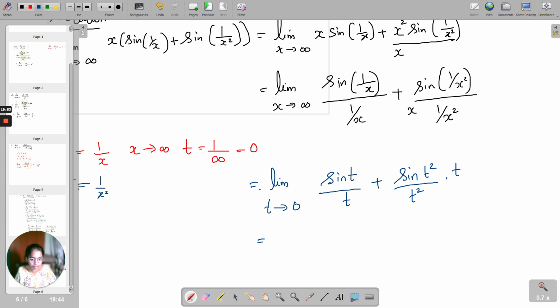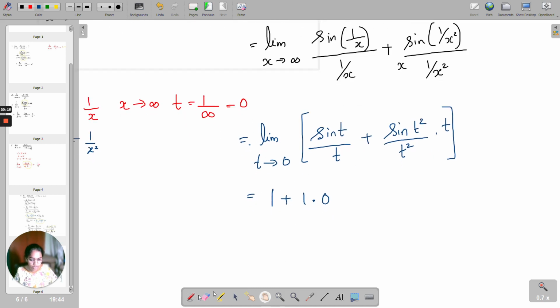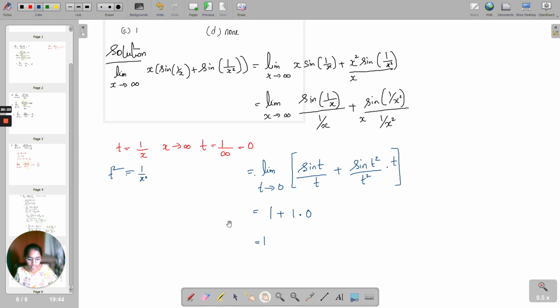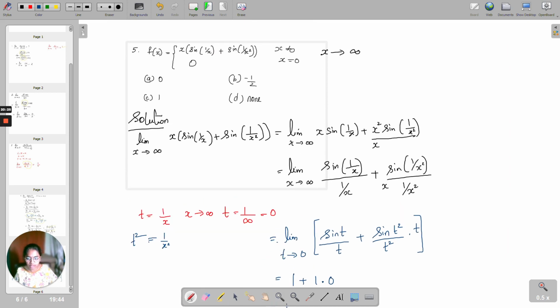Now I can take the limit from the algebra of limits. I can take the limit to both the terms. If I take the limit to this term, it would be 1. Agree? If I take it to this term, I would get 1 into limit of t, which is what? 0, right? So what is the answer? The answer is 1. So in which option do we have 1? C, right? So C is the correct answer.